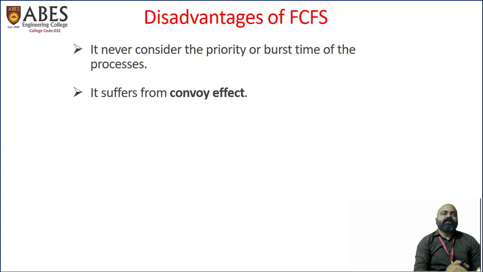We can see it suffers from convoy effect. What is convoy effect? In FCFS CPU scheduling algorithm, in the starting, there are processes which have huge burst time, and after that, there are a number of processes which have very less burst time and have to wait for a long period for their execution. This problem is known as convoy effect.